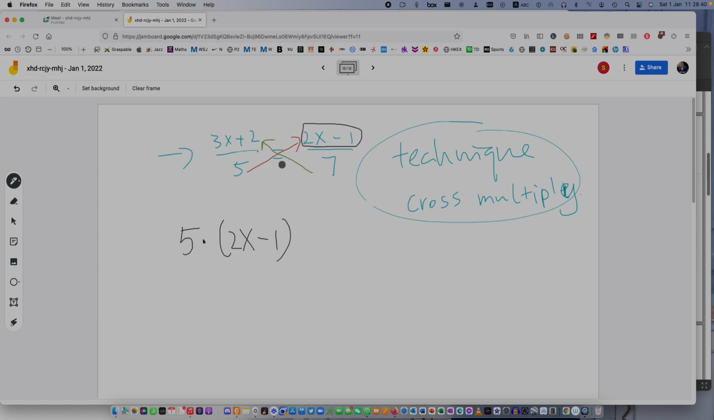Then the equal sign. You still have an equal sign that splits the two. Then the 7, I need to times the 3x plus 2. By the way, can you see I have a bracket? Because this is the whole thing. Once you reach this step, can you continue from here?